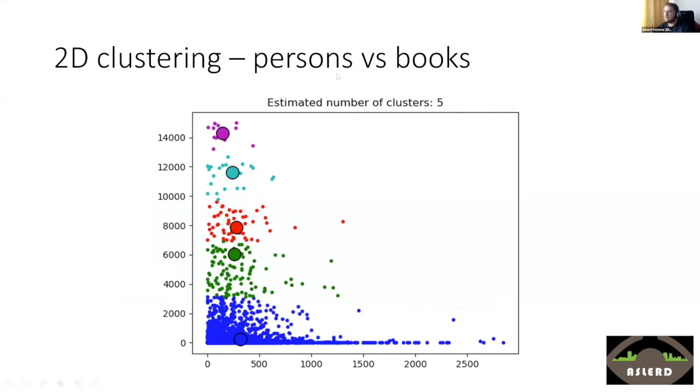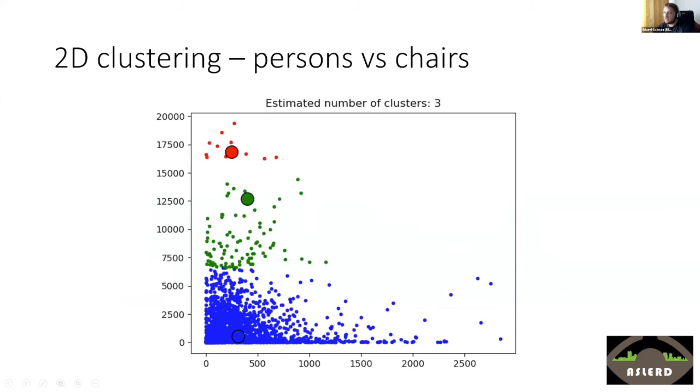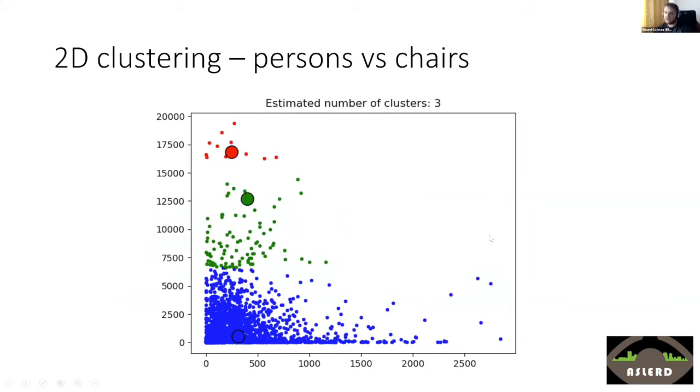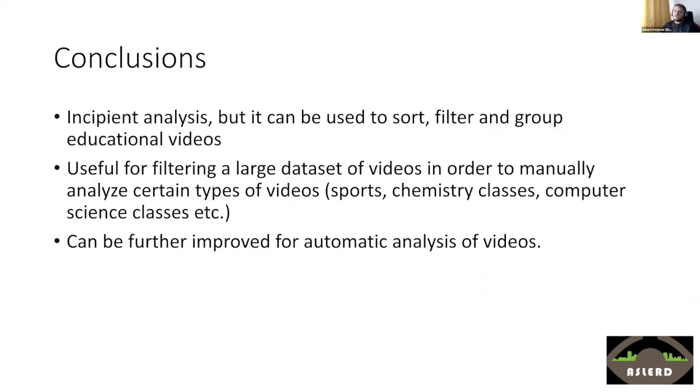And also we compared persons versus books and persons versus chairs, but we see that the persons are on the x-axis. The number of persons doesn't influence the number of clusters, only the variation of books and chairs influences the number of clusters. So the conclusion is that this is an incipient analysis, but it can be used to filter videos in order for someone to manually analyze videos.